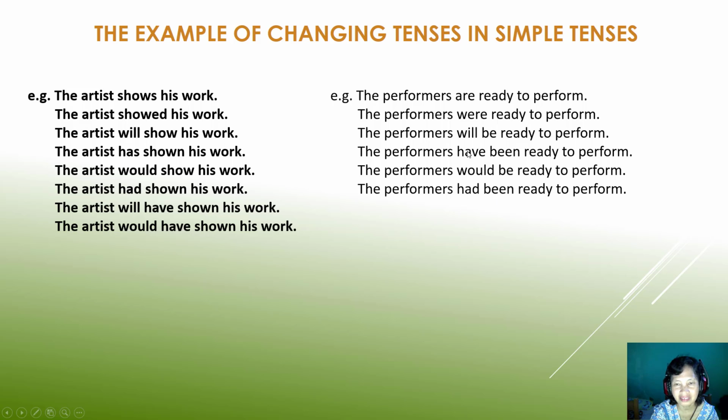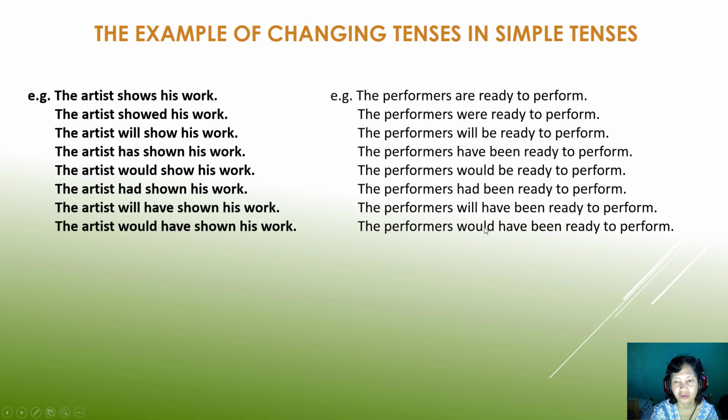And then had been, this is have, present perfect, this is past perfect. Have is changed into had, but it is still the same: been. Will have been, the combination will have been. And then would have been, past. This is present future perfect, past future perfect. So this is the verbal sentence. The verb is changed, but in here the to be is changed because it is nominal sentence.